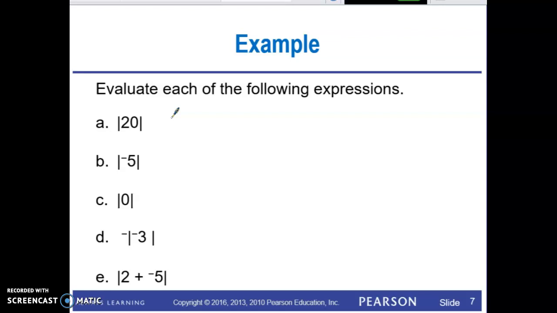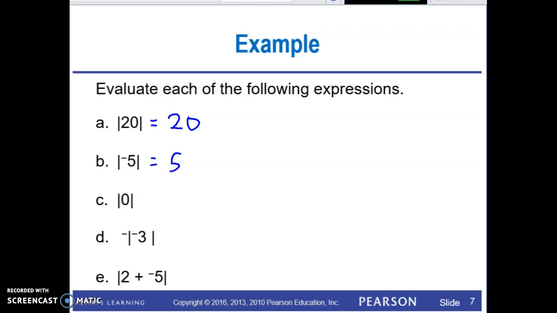Okay, for A, absolute value of 20. Absolute value measures a distance, and 20 is 20 units away from 0. So the answer to that is 20. All right, absolute value of -5. Again, absolute value is measuring a distance. How far from 0 is -5? It's 5 units away. So the answer to that one will be 5.